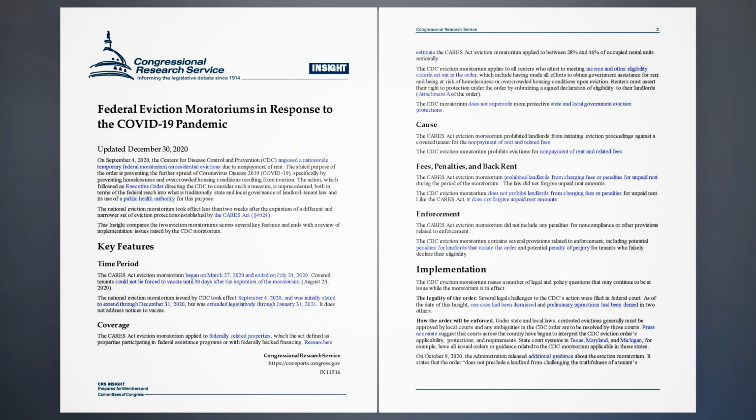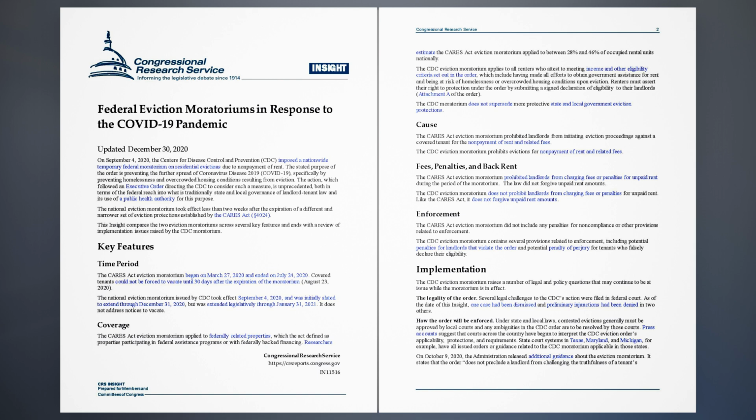The action, which followed an executive order directing the CDC to consider such a measure, is unprecedented, both in terms of the federal reach into what is traditionally state and local governance of landlord-tenant law and its use of a public health authority for this purpose. The National Eviction Moratorium took effect less than 2 weeks after the expiration of a different and narrower set of eviction protections established by the CARES Act, Section 4024. This insight compares the two eviction moratoriums across several key features and ends with a review of implementation issues raised by the CDC moratorium.